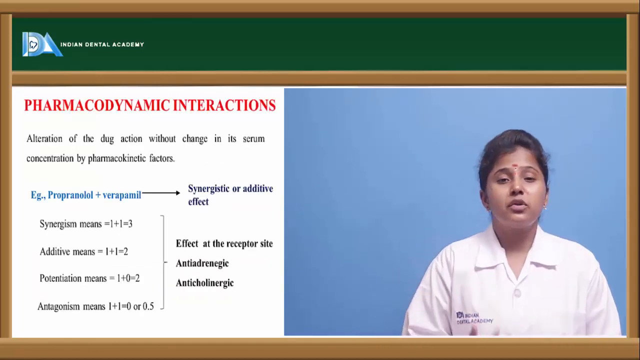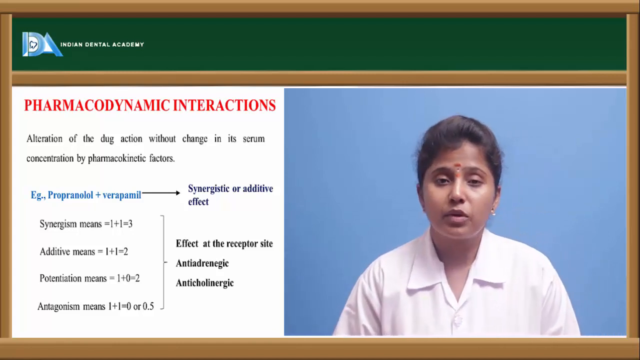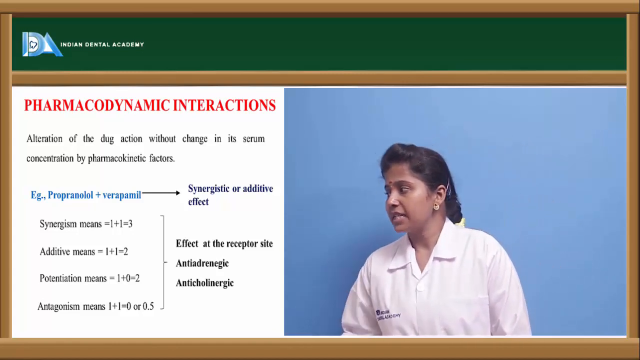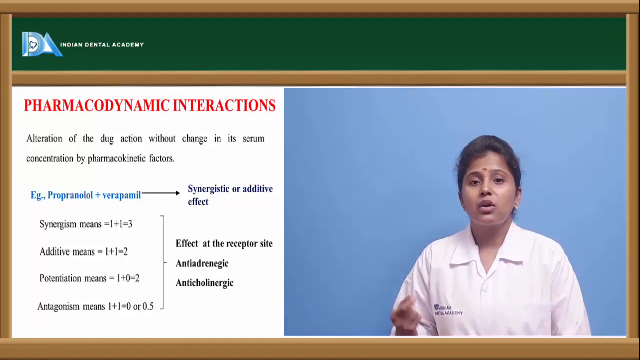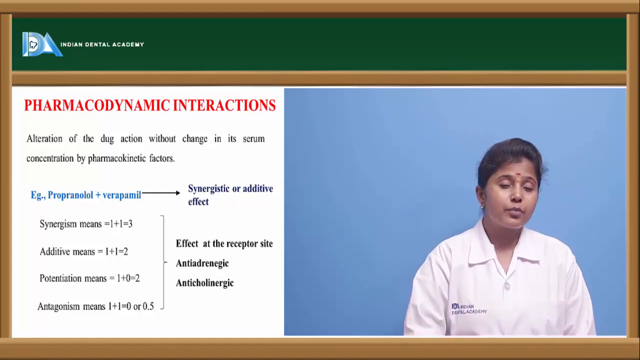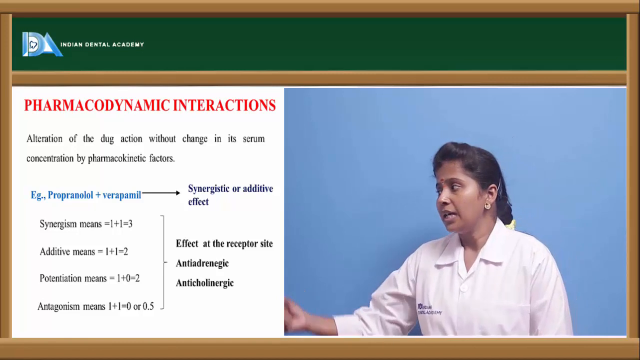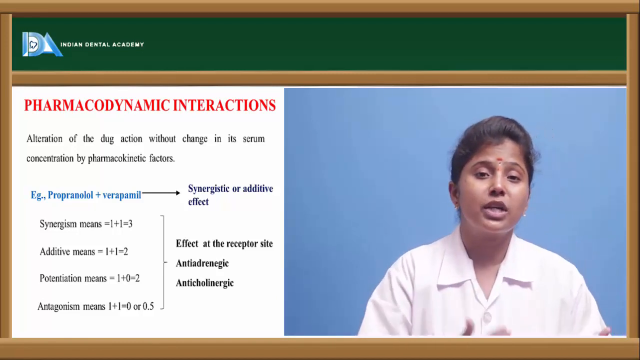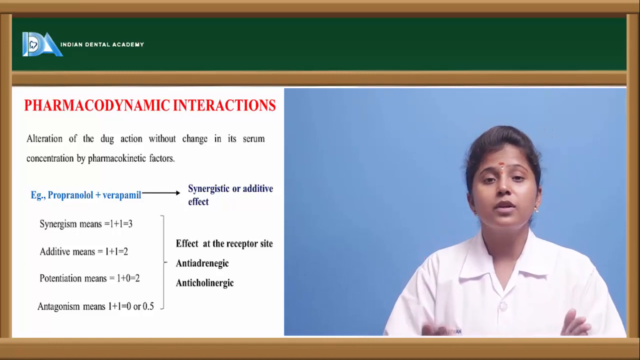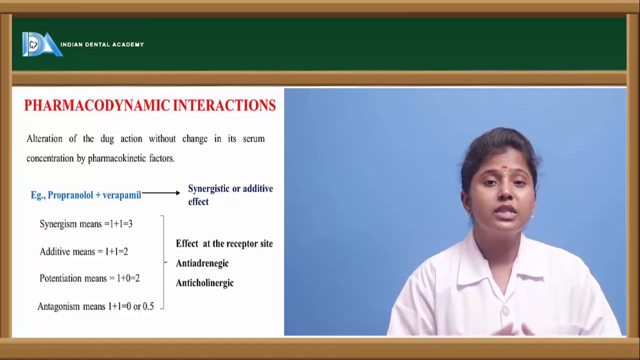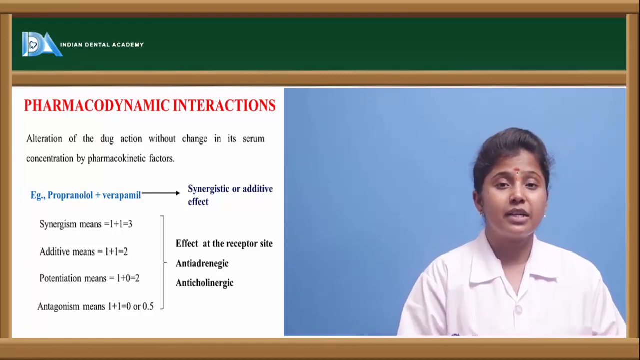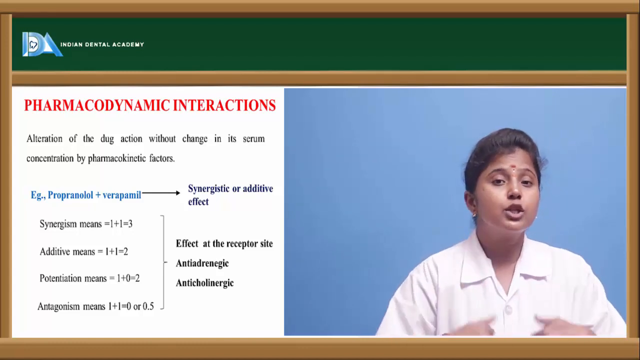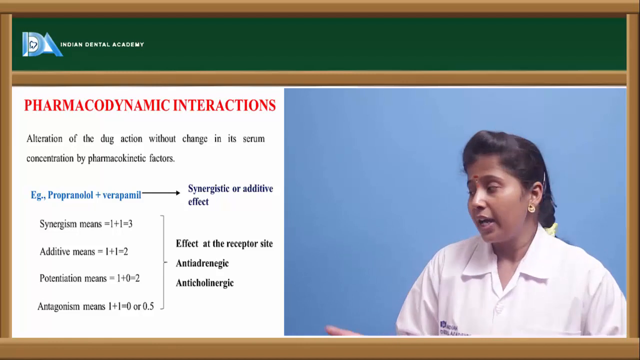Let us see the pharmacodynamic interactions. What are the pharmacodynamic drug interactions which are taking place? Here, if we see drugs like propranolol and verapamil, if we give propranolol along with verapamil, that will lead to a synergistic effect, or in other words, a potentiation effect. Propranolol and verapamil are used as antihypertensive agents. If we combine these two drugs, that will show a better antihypertensive effect.